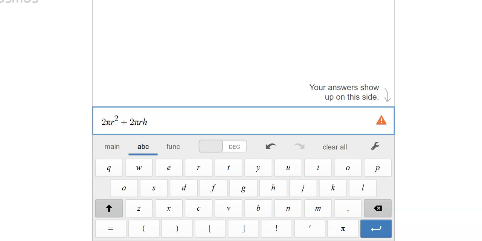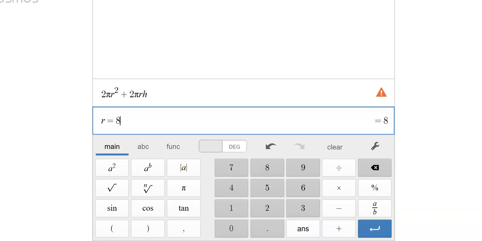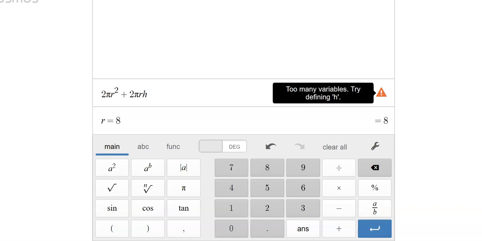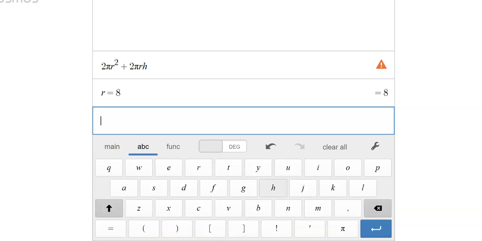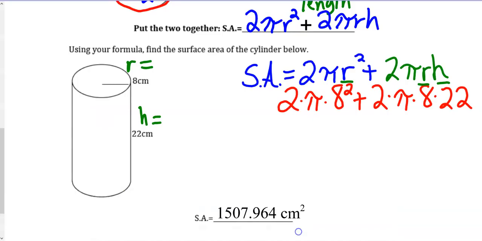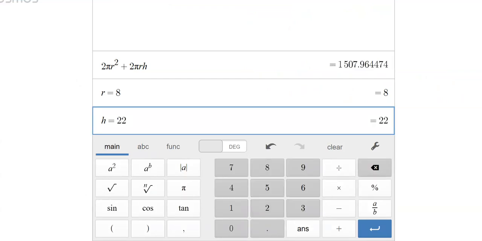So now that we've given the Desmos calculator the formula, now we're going to tell it what the value is for r and h. And so just like our example, r is going to be equal to 8. Okay, and when we tell it that, notice it says we don't know what the height is yet. You need to tell us what the height is, and then we can compute the surface area. So now I'm going to give it the value of h. And h, if you remember from our picture, our h value is 22. So going back to our calculator, we're going to type in 22. And there's our answer.